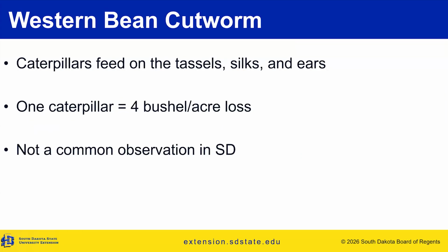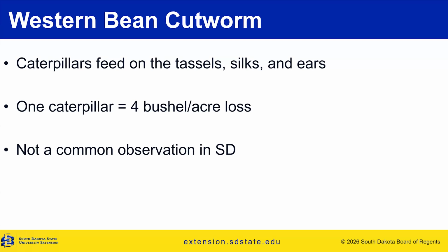The reason that I'm a little concerned with this pest is that, like I said, we've never had an issue with it. It's not a common observation in South Dakota. Caterpillars will feed on the tassels, silks, and ears. Research has shown that an average of one caterpillar per ear can equal about 4 bushel per acre loss.